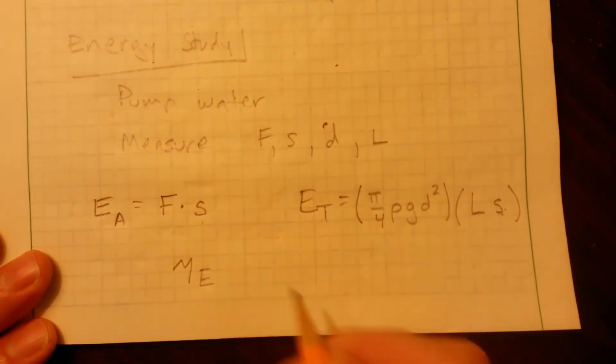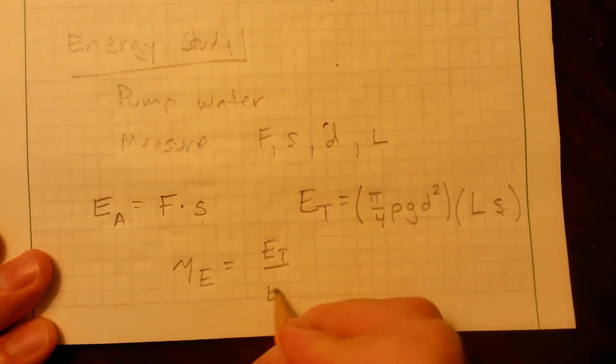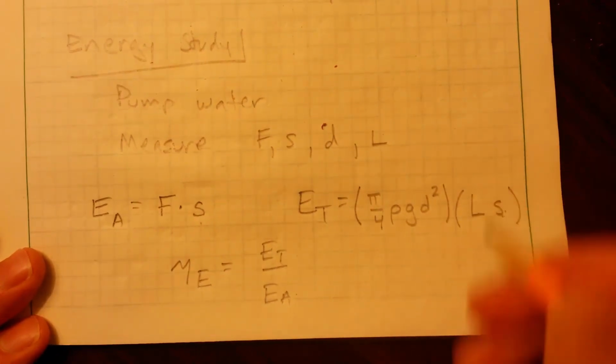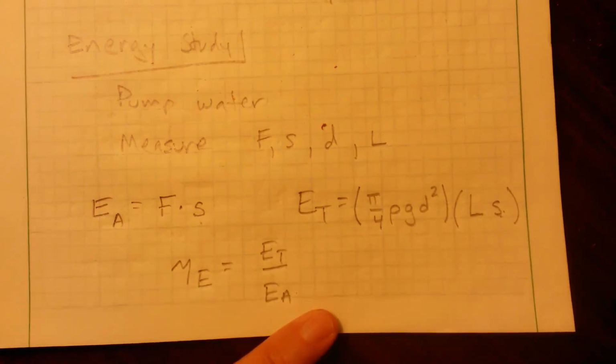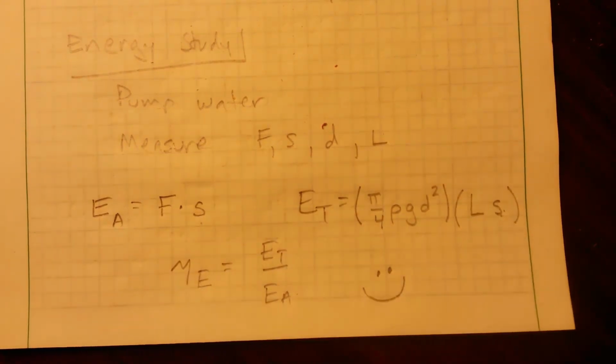So my energy efficiency then is just the ratio of E_T over E_A. And if I didn't make any mistakes, which is always possible, then that should be sufficient. So we are done.